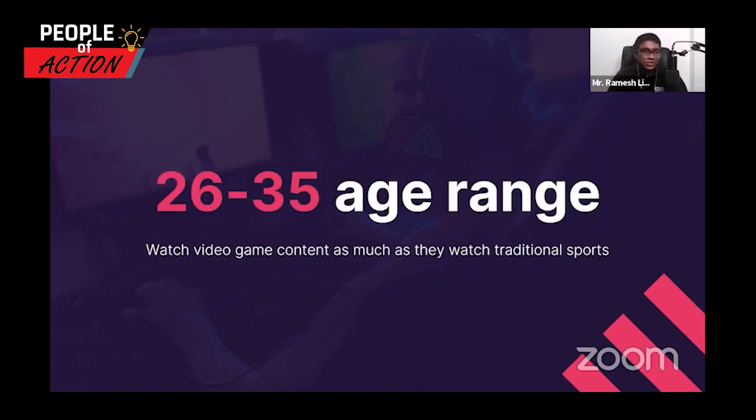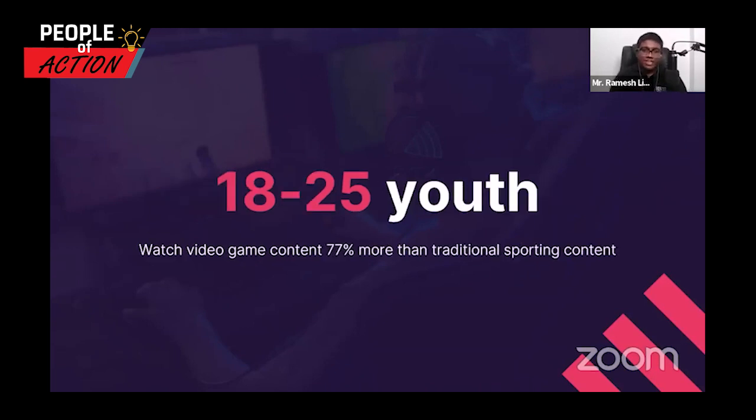If you look at the age range, anyone from the 26 to 35 age range right now, there were surveys being done across the world on this, they watch video game content as much as they watch traditional sports. So that's a huge number if you look at that age demographic. But if you go lower than that, the next generation, so to speak, 18 to 25, they watch video game content 77% more than the traditional sports content. That is a big thing to understand, because that generation is what's going to grow older, and as they grow older, they keep watching the game content, the video game content, and esports content.